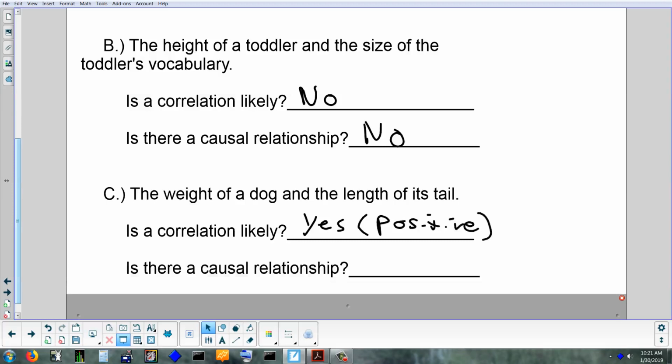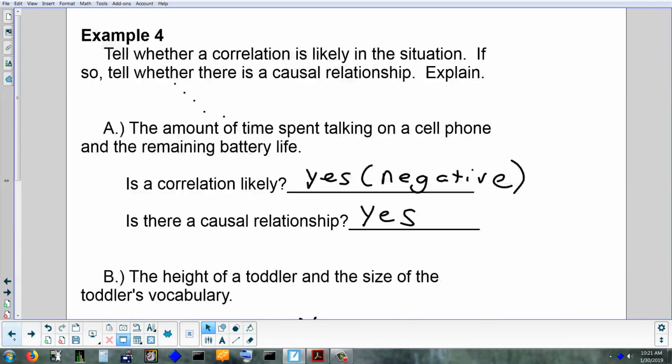Now, is that relationship causal? If a dog gains 10 pounds, is its tail automatically going to grow? No. It's not causal. If a dog loses 5 pounds, its tail doesn't shrink 3 inches. That doesn't make sense, right? So there's probably a connection, a correlation, but it's not causal. Any questions on causal and correlation?